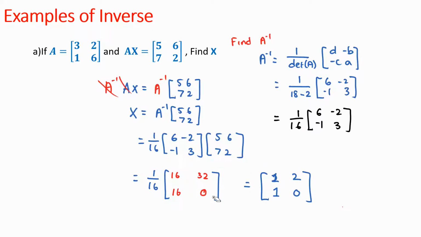So what was all this for? I now know X, the matrix of X, is equal to 1, 2, 1, 0. Meaning, if I took 3, 1, 2, 6 multiplied by 1, 2, 1, 0, that should equal 5, 6, 7, 2.